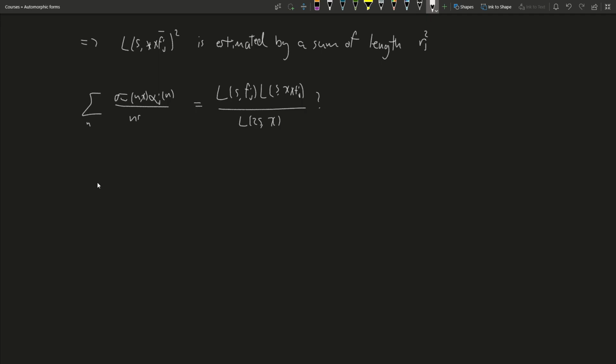the Dirichlet series L(s*, f_j) conjugate squared, let's just call the Dirichlet coefficients b_n, right? So b_n over n to the s, that's going to be the sum over n, and you can find that b_n is less than r_j to the epsilon.